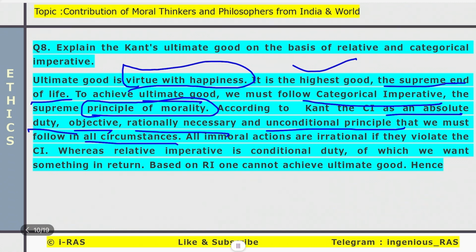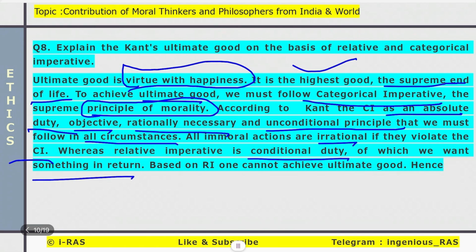Gandhiji used to say that a satyagrahi should be ready all the time to face sufferings, because the path of non-violence and truth is not for cowardly people. So all immoral actions are irrational if they violate the categorical imperative, whereas the relative imperative is a conditional duty for which we want something in return.